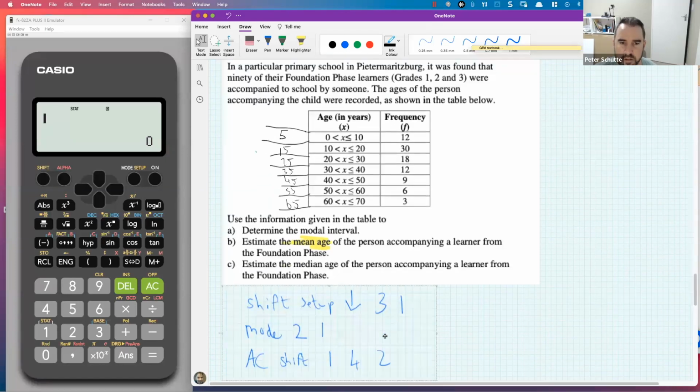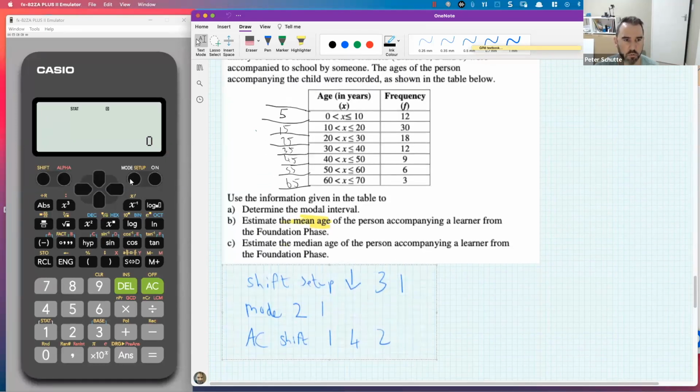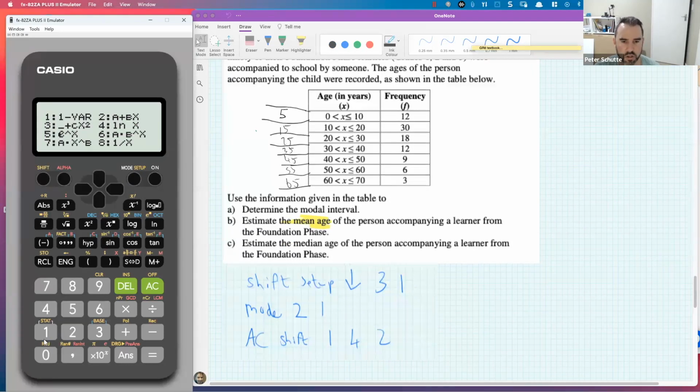So shift setup 3-1. Then I go mode 2-1. And I want everyone now to put the data in where the midpoint is 5. This is going to be 15. This is going to be 25. So it's going to be 35, 45, 55, 65 equals. And then the frequency is going to be 12, 30, 35.